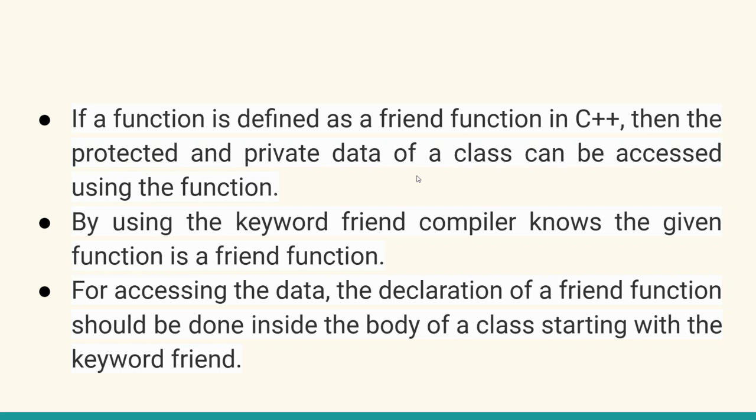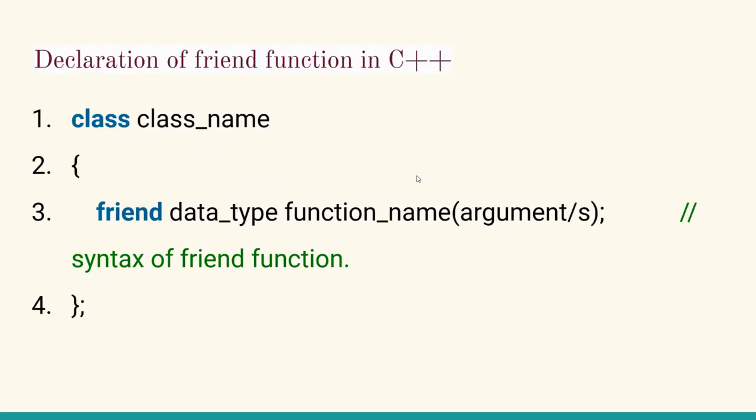For accessing the data, the declaration of a friend function should be done inside the body of a class, starting with the keyword friend. Declaration of a friend function in C++: first you write the class and class name. Next, in the curly braces, you write the word friend. After that, the data type, then the function name, and in brackets you write the arguments which you are going to pass, and keep a semicolon there. This is the syntax of a friend function, and you close the curly braces and keep a semicolon there.